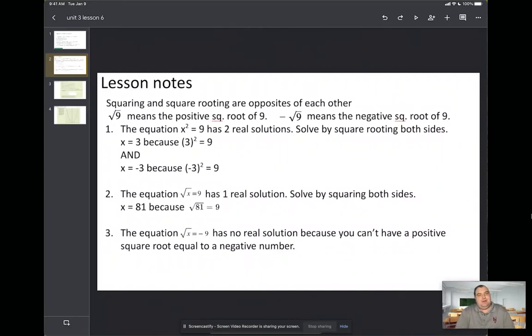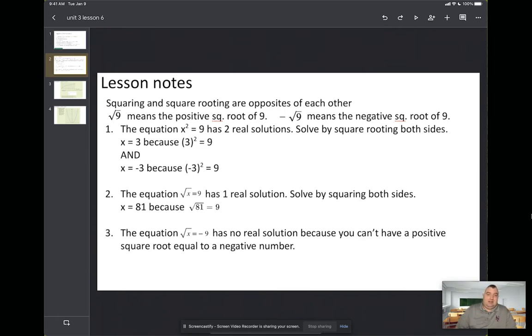Welcome back, everybody. We are up to lesson 6 of Unit 3. And in this particular lesson, we're going to start talking about what types of equations have what types of solutions. Do they have real number solutions? If they do, how many do they have?